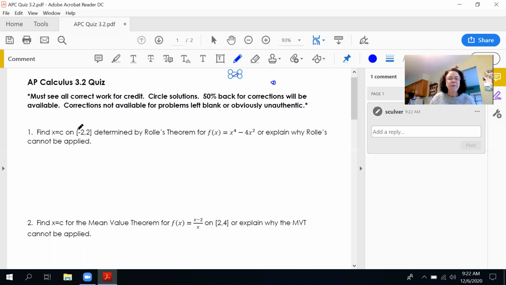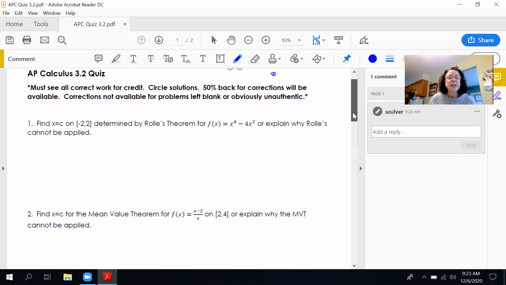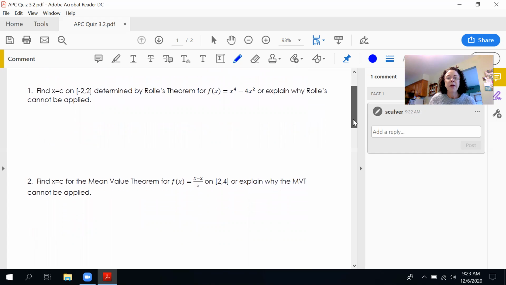Number one, find x equals c from -2 to 2, determined by Rolle's theorem for the polynomial given, or explain why Rolle's theorem cannot be applied. When you look at this polynomial, you can see it's continuous and differentiable on a closed interval, right? All polynomials are. The next thing we have to do is check our f of a and our f of b and make sure that they are the same.